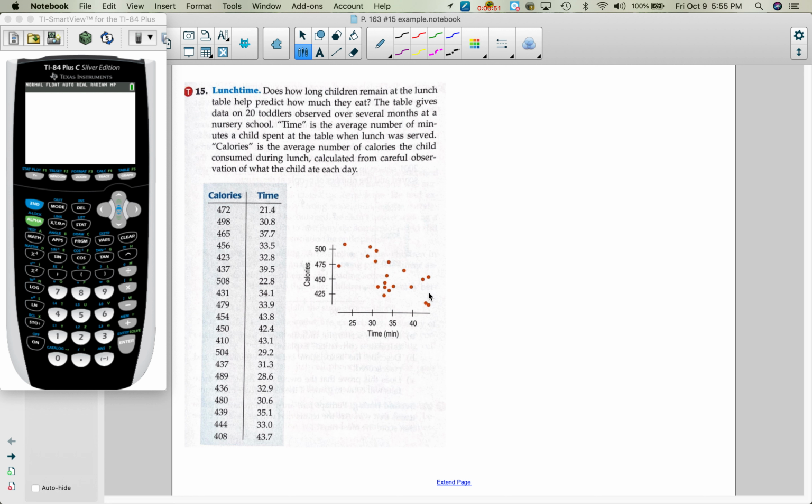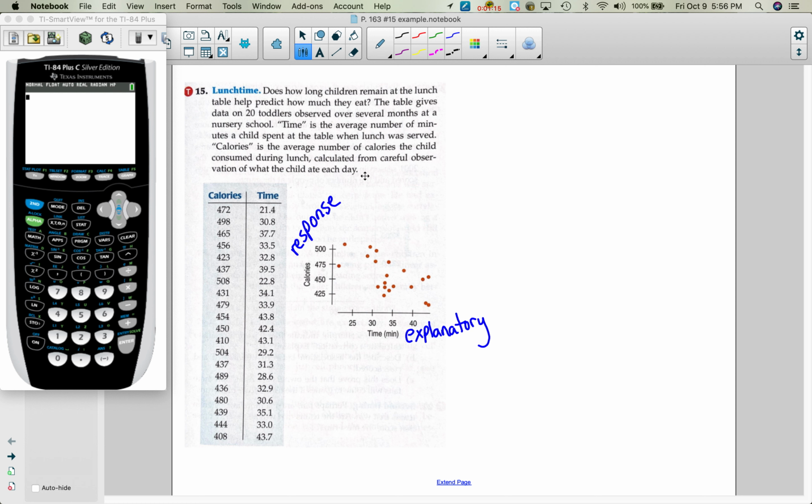Now I want you to notice something before you enter it into your calculator. It wouldn't really matter, but notice that they put calories first and then time. So you might look at that and think, oh, well, this is the X value and this is the Y value. But look down here. Time is my explanatory and calories is the response.